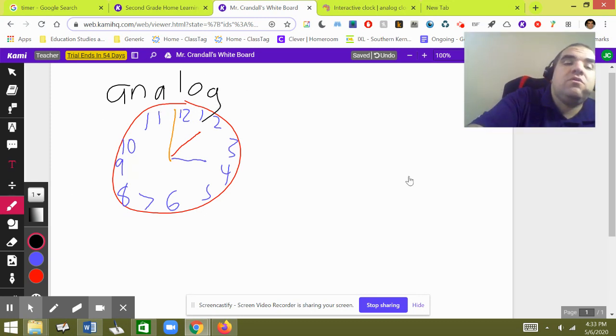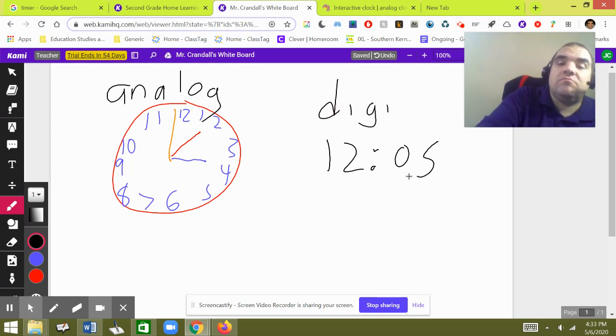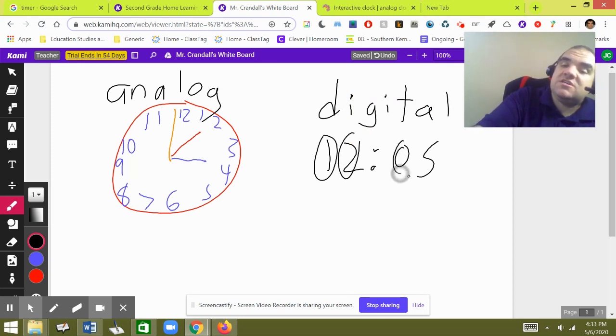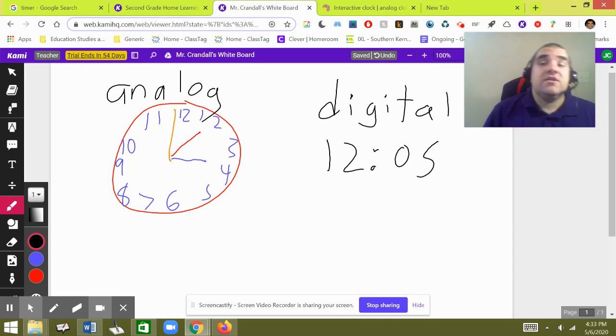And the one that you are more familiar with is the ones that just have numbers. 12:05. That would be digital. Now, while an analog clock has little hands on it, digital just has the digits. That's how you can remember digital versus analog. Digital has digits, analog has hands. Digital has digits, analog has hands.